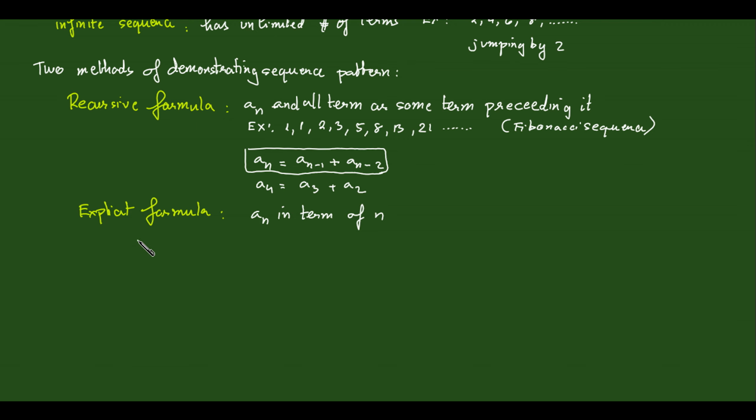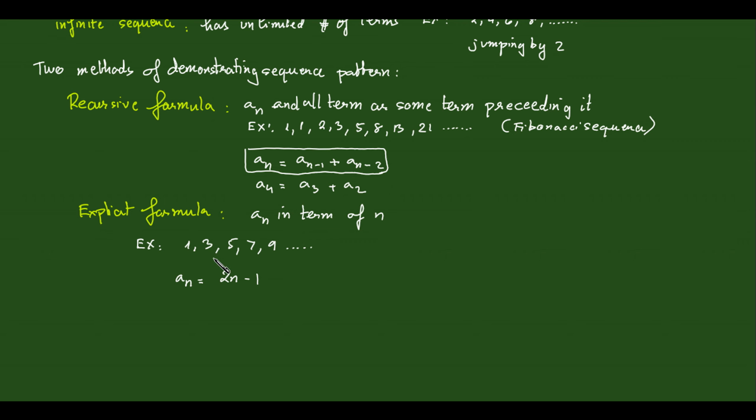For example, I have a sequence like this: 1, 3, 5, 7, 9. And you see over here, each new term is jumped by 2. So I can get the explicit formula for this infinite sequence. It will be a sub n equals 2n minus 1.